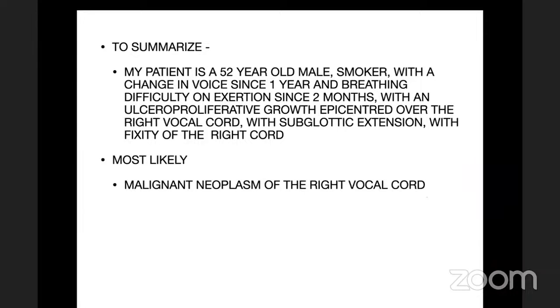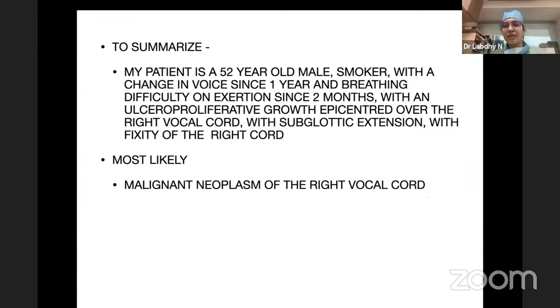Explain to me why you said that the cord is mobile. I mean, the cord is fixed and the arytenoid is mobile. How does that happen? The cord can be fixed because of extensive paraglottic space involvement because of the bulk of the tumor. But the cricoarytenoid unit may not be involved, and hence the cricoarytenoid joint could be free, and hence the arytenoid is mobile.